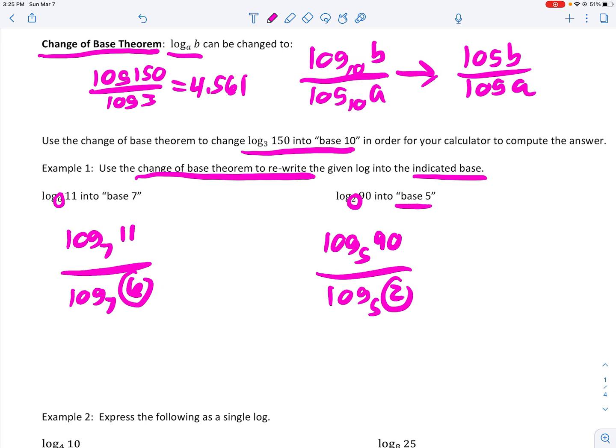Now, are we going to use that much? No. It could help you down the road, but usually we're going to be going to base 10 because our calculators can do base 10.